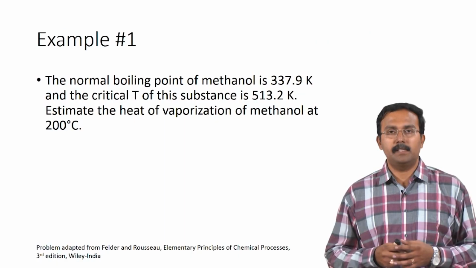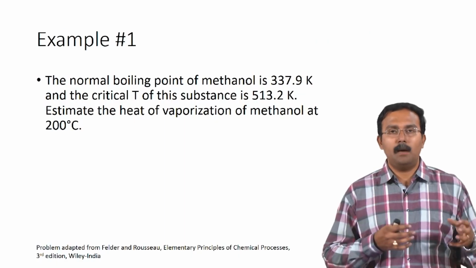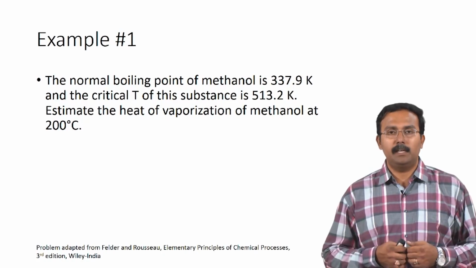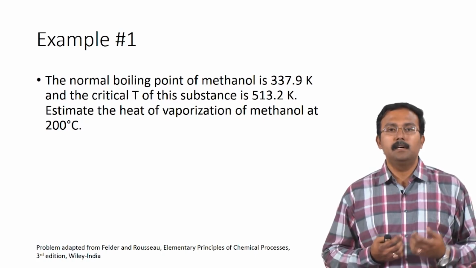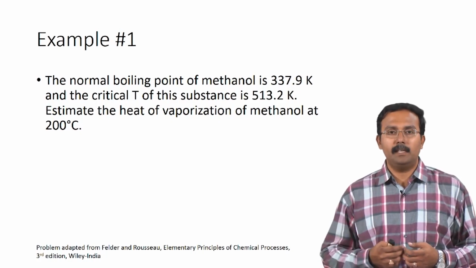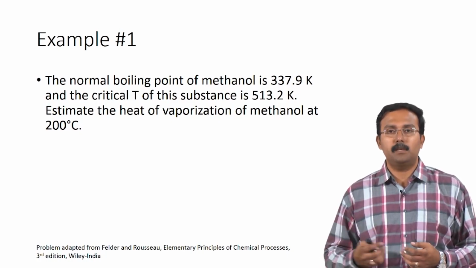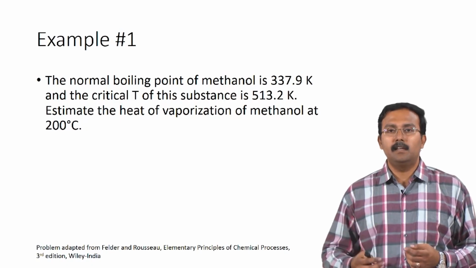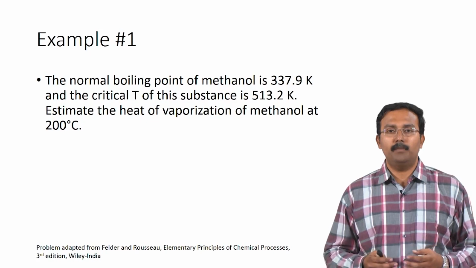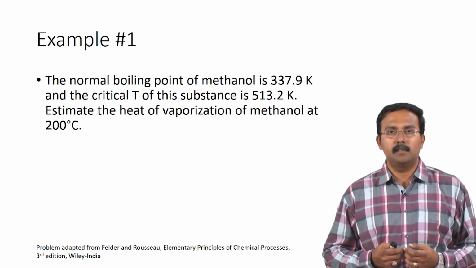So here are a couple of example problems where we will try and apply these equations to calculate the heat of vaporization or the heat of melting. The first example is: the normal boiling point of methanol is 337.9 Kelvin and the critical temperature for this substance is 513.2 Kelvin. Estimate the heat of vaporization of methanol at 200 degrees Celsius.